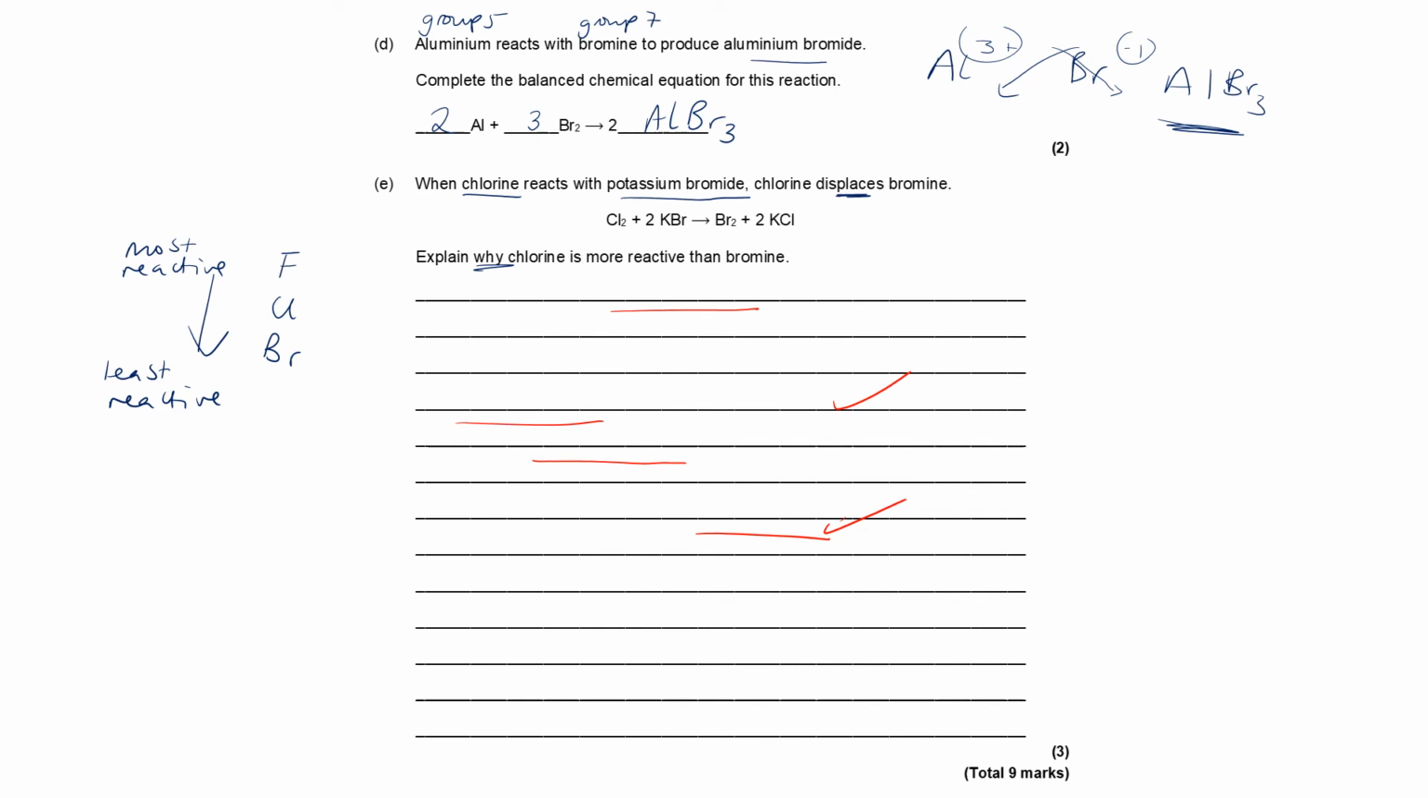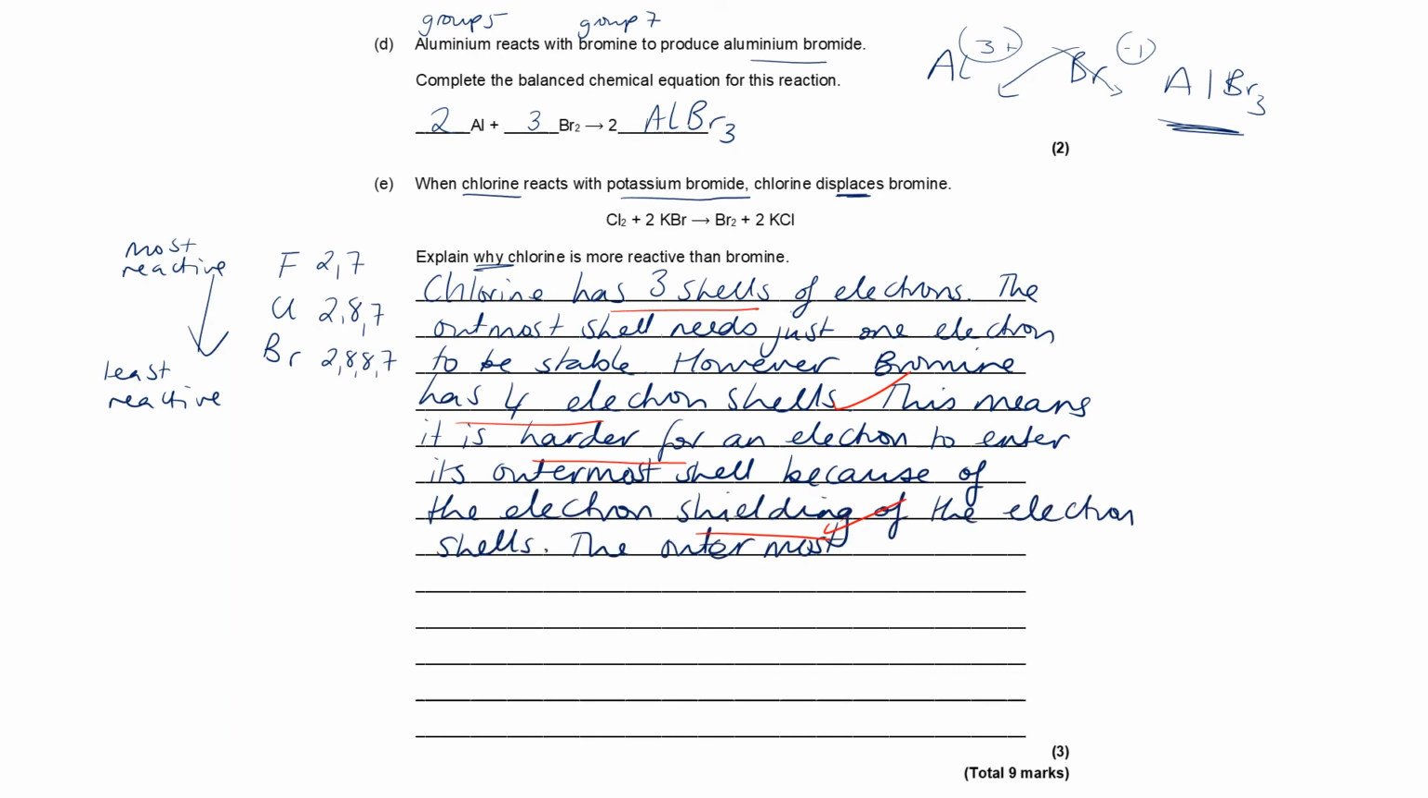Part E. When chlorine reacts with potassium bromide, chlorine displaces bromine, and they've shown me the equation. Then it says, explain why chlorine is more reactive than bromine. So straight away, I've started to annotate what I remember in the periodic table. Now you will be given one, so you wouldn't necessarily need to write fluorine, chlorine, bromine, but I have added the electron configuration. So 2, 7 for fluorine, because it's got 2 electron shells being in period 2 and 7 in the outermost shell being in group 7.